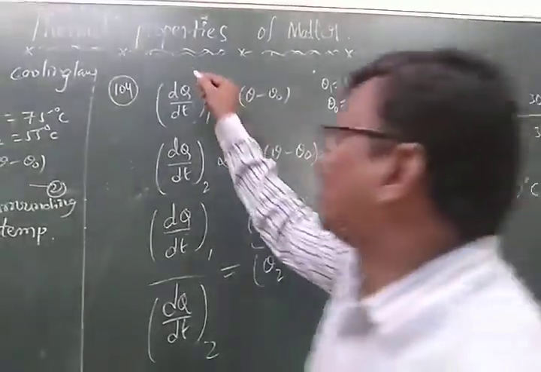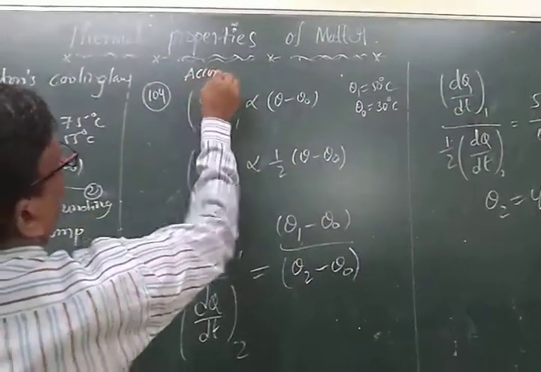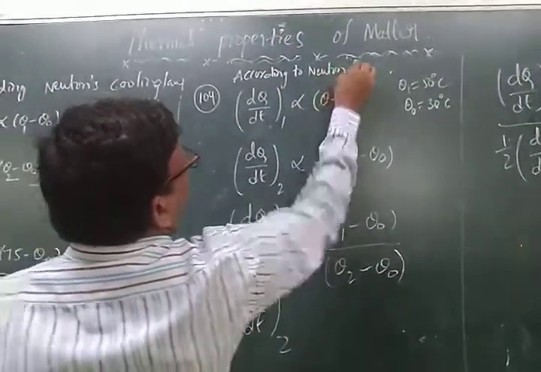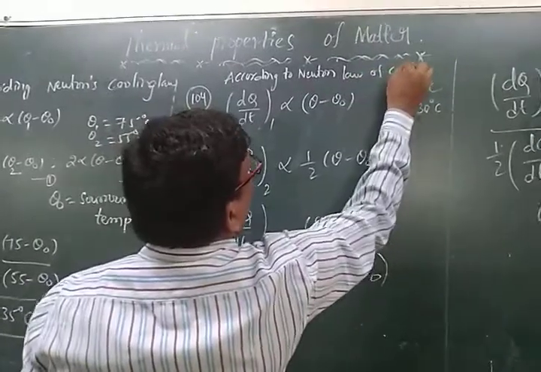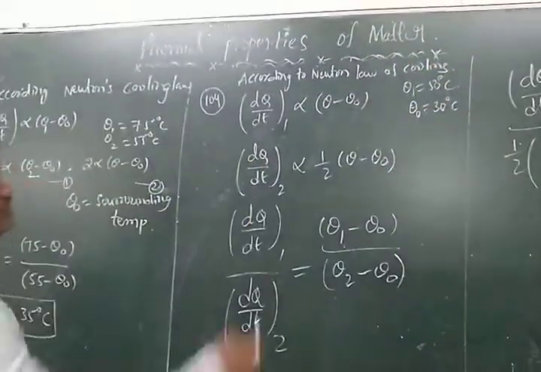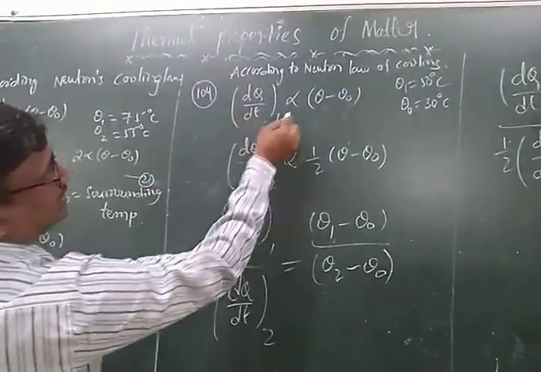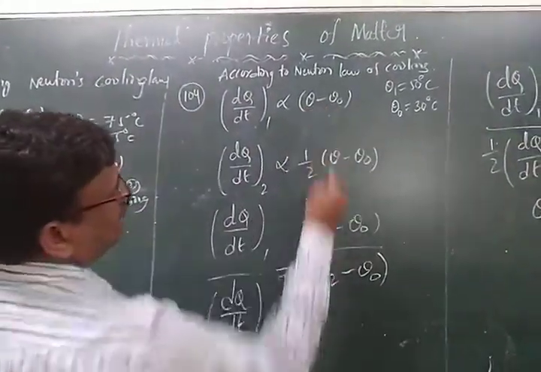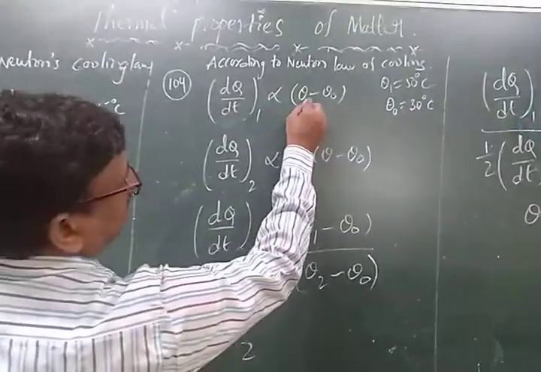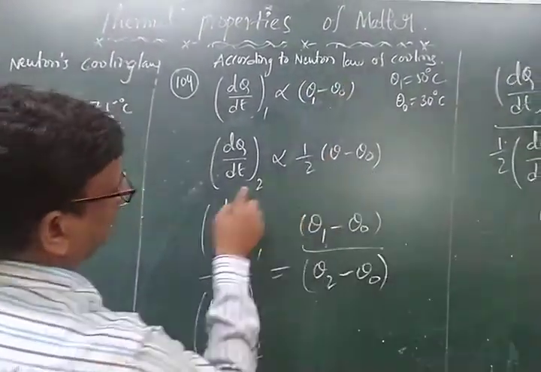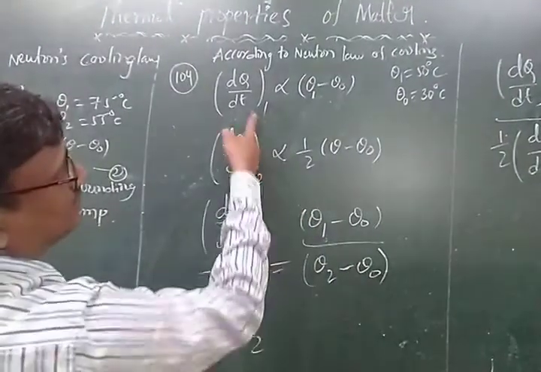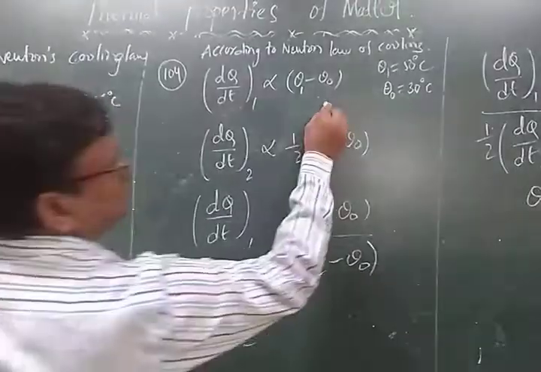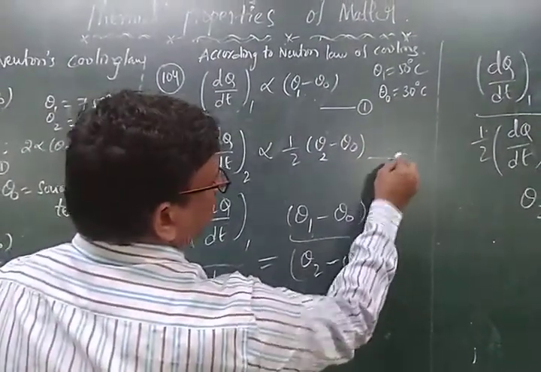Again, according to Newton's law of cooling, the rate of loss of heat is directly proportional to the temperature difference between the body and the surroundings. This is theta 1 minus theta naught. The second one is half of the first, that is 1 by 2 into theta 2 minus theta naught. This is considered equation 1 and this is equation 2.